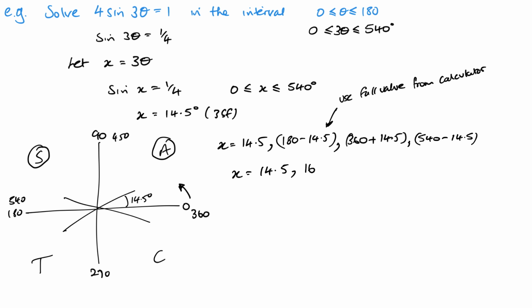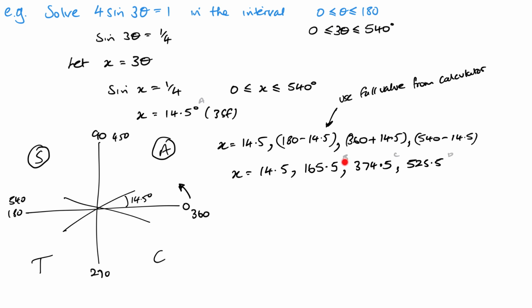then we got 165.5, and I'm going to store that as B in my calculator. I'd stored this as A earlier. My third answer then is 374.5, and I'm storing this in my calculator as C. And then my final answer is 525.5, and I'm going to store this in my calculator as D.